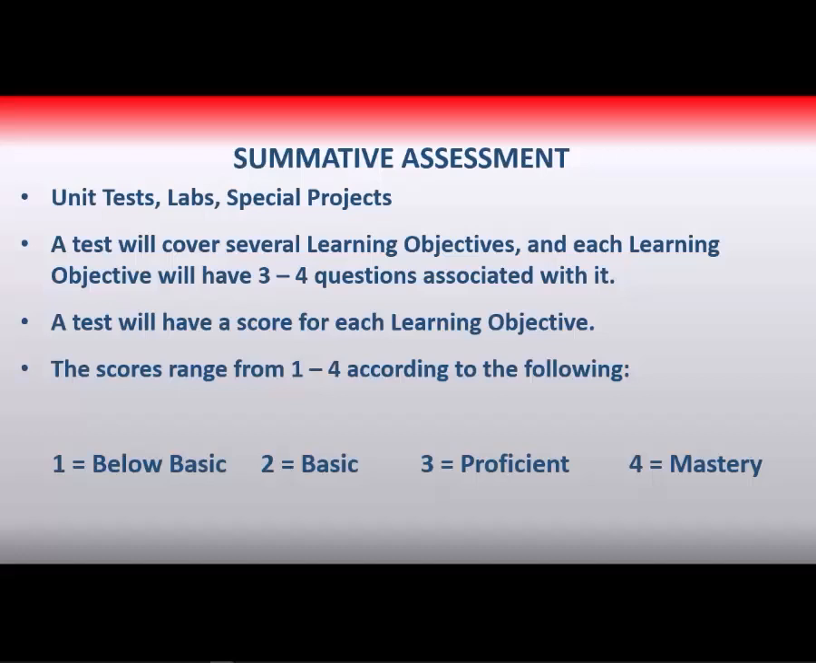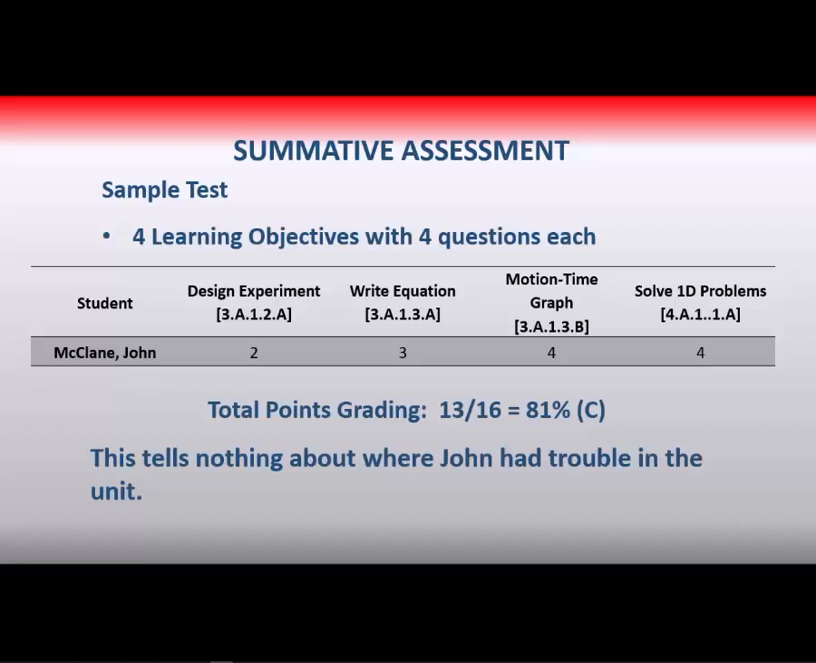1 is below basic, 2 is basic, 3 is proficient. Proficient means that they are doing well enough in the course to move on. And 4 is mastery, to show that they have excelled at the learning objective. Let's look at a sample summative assessment to get a better idea of how these things work.